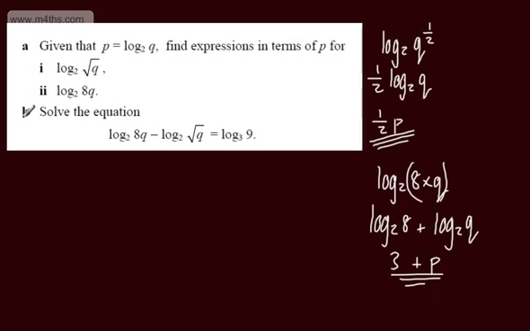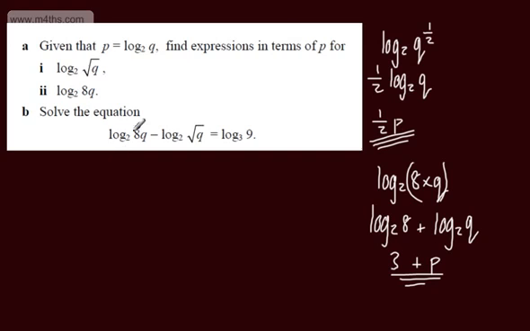We're now asked to solve the equation in part B. Log to the base 2 of 8q minus log to the base 2 of the root of q is equal to log to the base 3 of 9. This is a numeric value. 3 now raised to the second power is 9. So all we need to do is go ahead and write this.